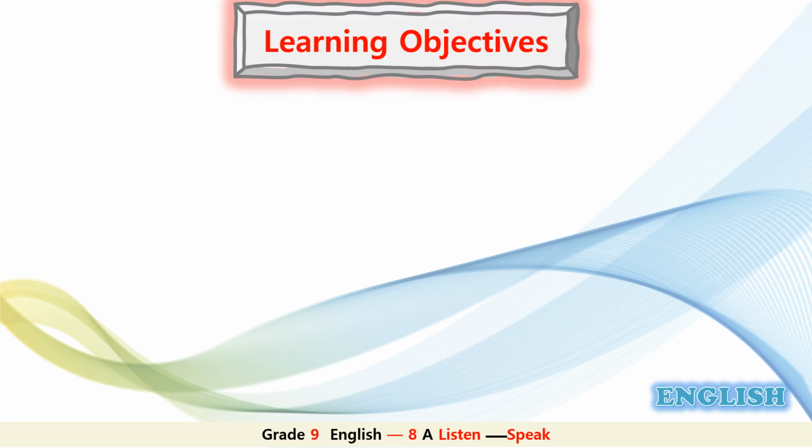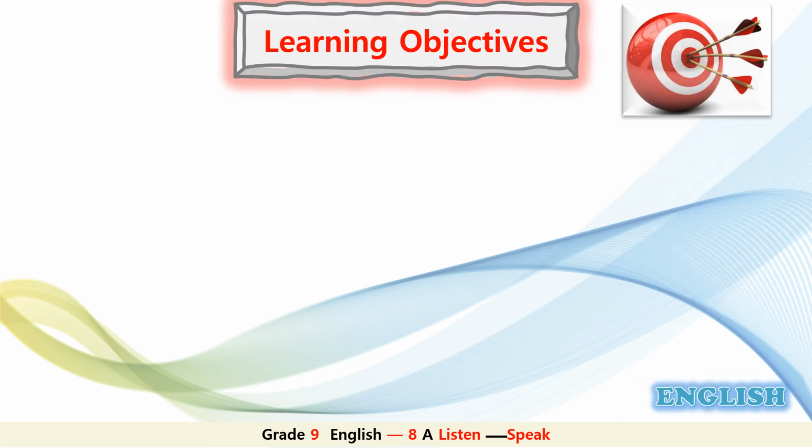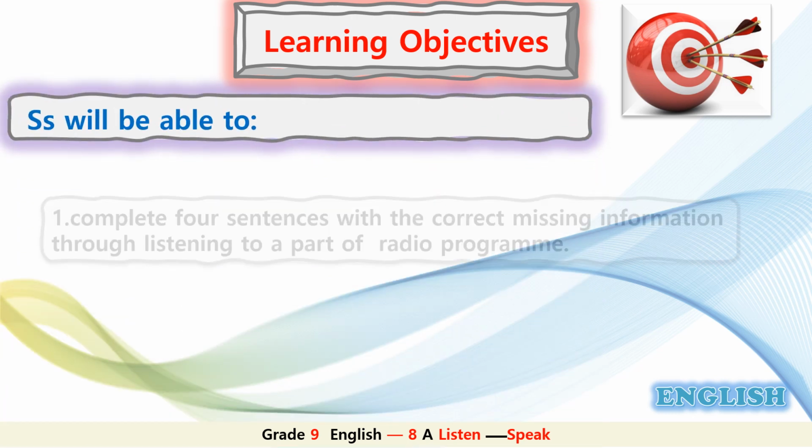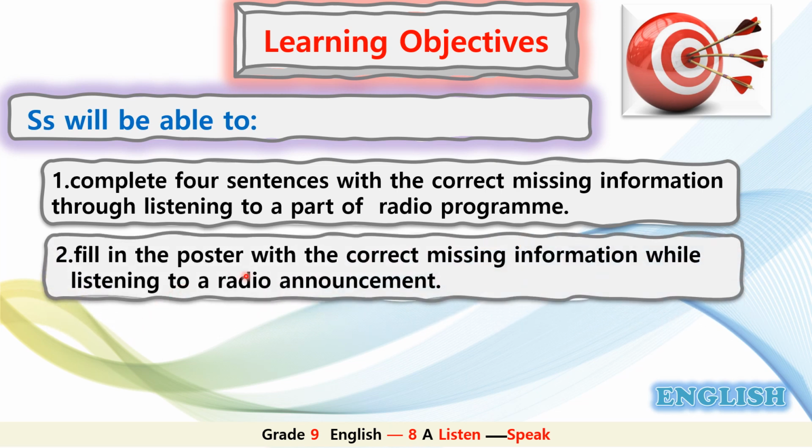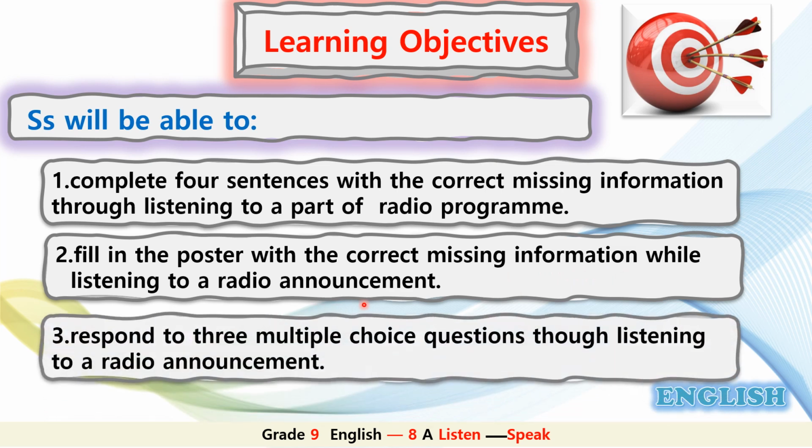Let's start our lesson by having a look at our learning objectives for today. By the end of this lesson, you will be able to complete 4 sentences with the correct missing information through listening to a part of a radio program. 2. Fill in the poster with the correct missing information while listening to a radio announcement. And respond to 3 multiple choice questions after listening to a radio announcement.